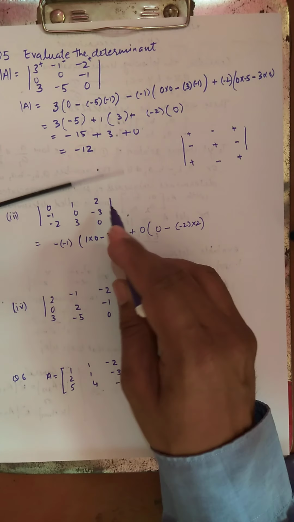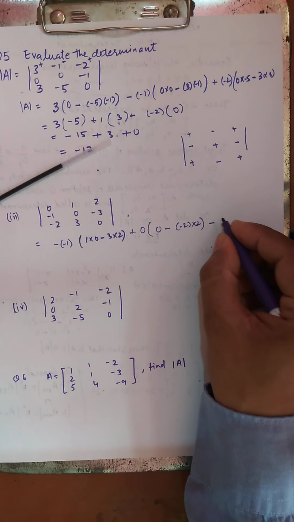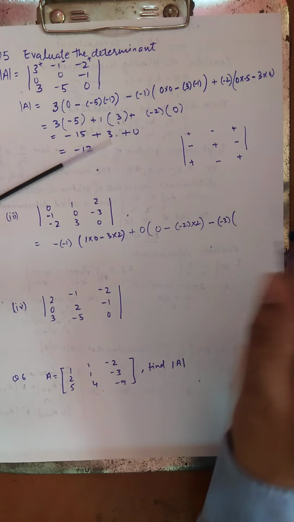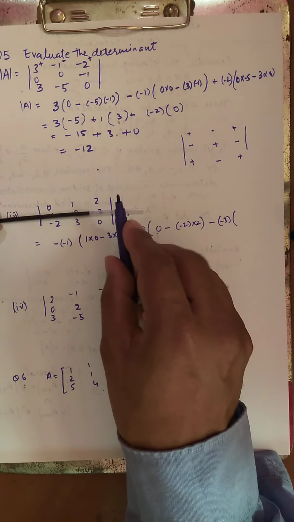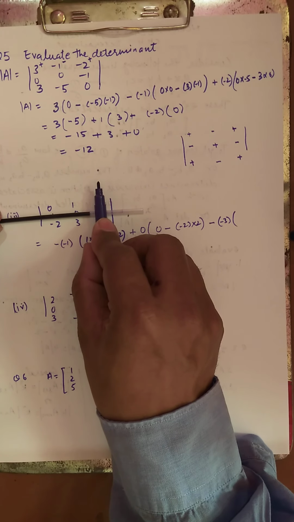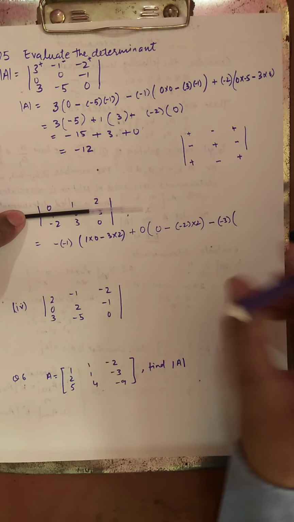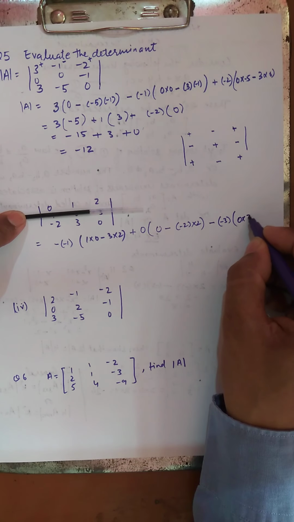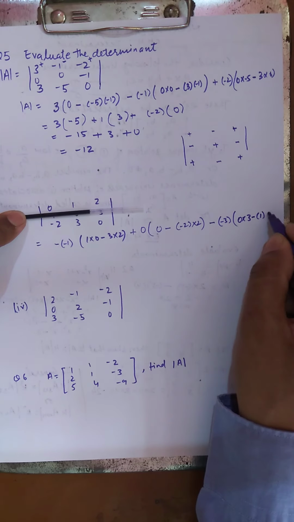Then take the third, which is minus, so take minus, and this is the minus 3 element. So again hide this row 2 column 3. So this is 0 3 and 0 1 minus 2 3. Do the cross multiplication: 0 into 3 minus 1 into minus 2.